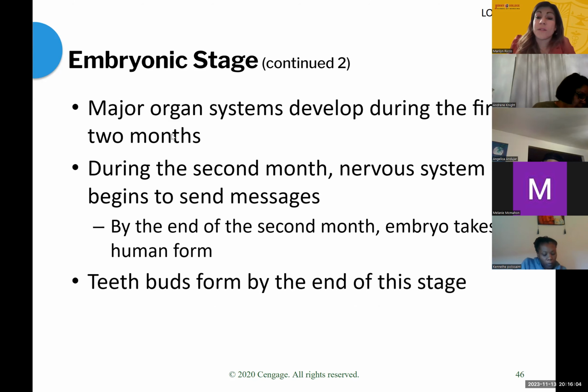Major organ systems develop during the first 2 months. During the second month, the nervous system begins to send messages. And then by the end of that second month, the embryo takes a human form. And then tooth buds form by the end of this stage.